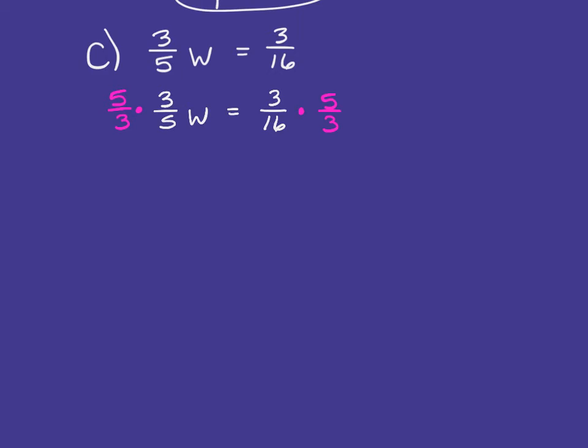And what happens is on this left side, the 3's will cross cancel. There's a 3 in the numerator and the denominator, so they'll cancel out to just 1's, and the 5's will cross cancel. There's a 5 in the numerator and the denominator, so they cancel out to 1's, and we just have one w left on the left side. On the right side, the 3's will cross cancel again, but we still have 5/16 left, so we get w equals 5/16.